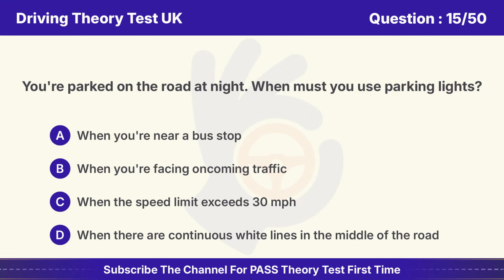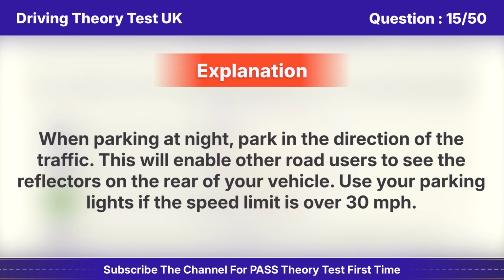Question 15. You're parked on the road at night. When must you use parking lights? Answer is C. When the speed limit exceeds 30 miles per hour. When parking at night, park in the direction of the traffic. This will enable other road users to see the reflectors on the rear of your vehicle. Use your parking lights if the speed limit is over 30 miles per hour.